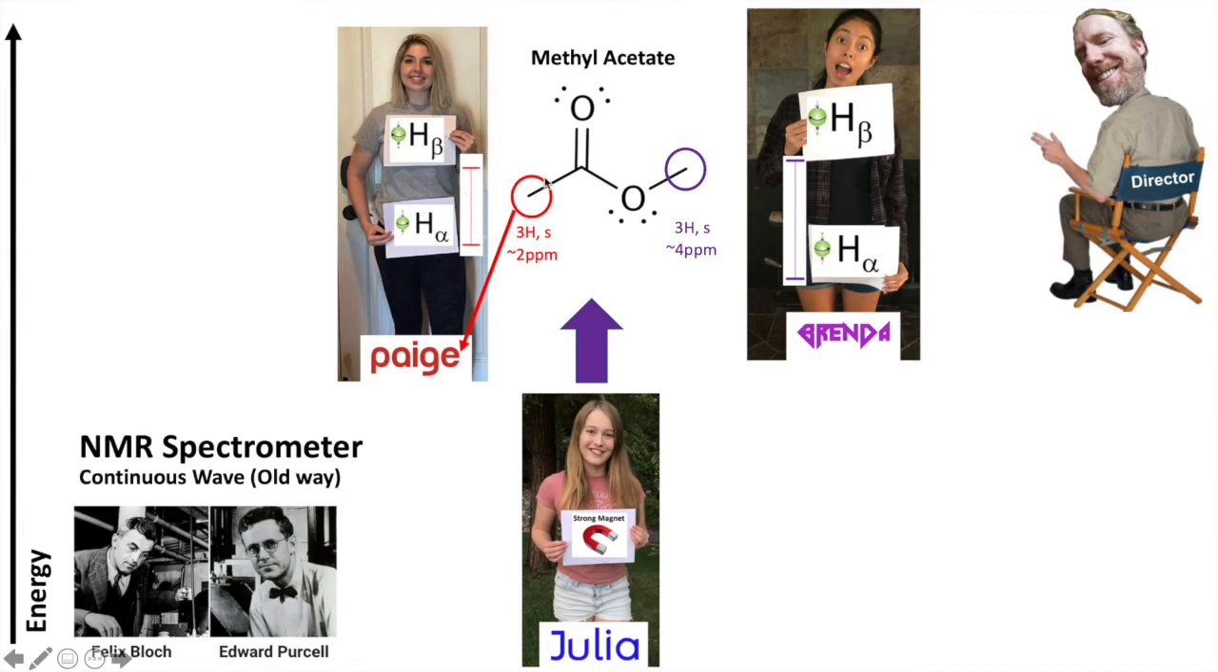hydrogens that represent this 3 hydrogen singlet at 2 parts per million. And I got Brenda over here at 4 parts per million. And that's why, so 4 parts per million is higher energy than 2 parts per million. And there you can see it.